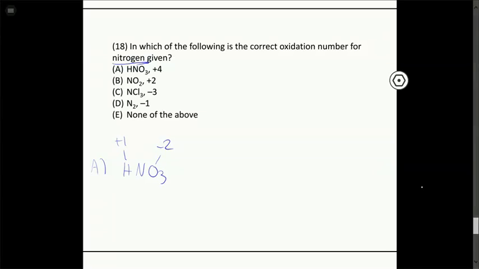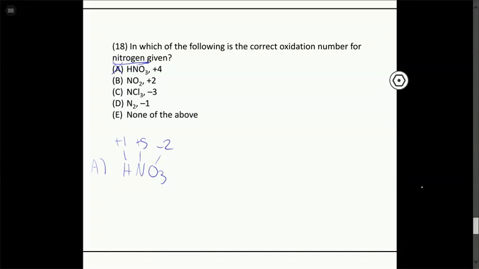Nitrogen has a variable oxidation number, so we're going to find nitrogen based on the rest. The sum of all the oxidation numbers has to equal the charge. Nitric acid is a neutral compound. So we have 3 -2s, we have a +1, so that's -5, so nitrogen has to be +5 to balance out all the oxidation numbers such that they equal 0 when we add them together. So nitrogen is +5 in nitric acid, so that one is incorrect.